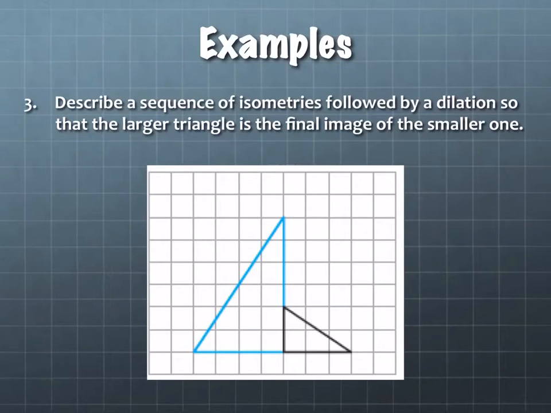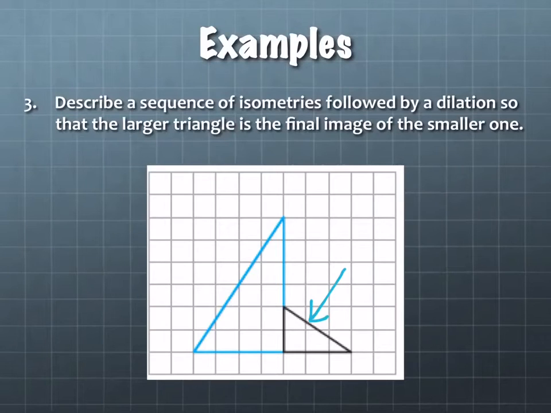All right, this one actually gives us the original object, and it gives us an image that's the final image. And it says to describe a sequence of isometries followed by a dilation, because you can do both, okay? So the larger triangle, the blue one on the left, it's blue on my screen, kind of faded on your paper, I think, is the original, and then the final image is this, I think so, right? Larger triangle, oh no, it's the other way. The larger triangle is the final image of the smaller one. So we're starting with the smaller one here, okay? And then the larger one is our final image.